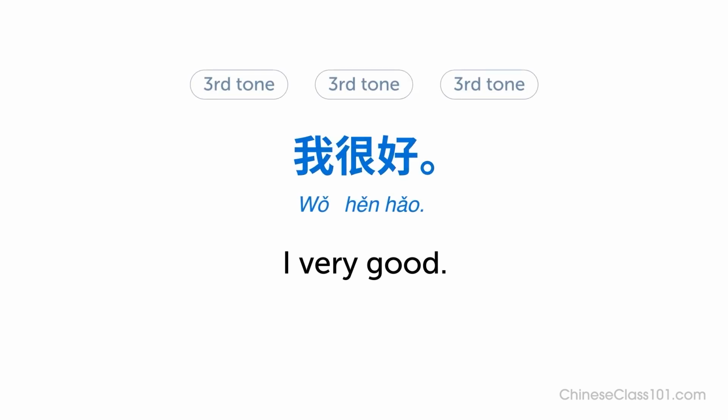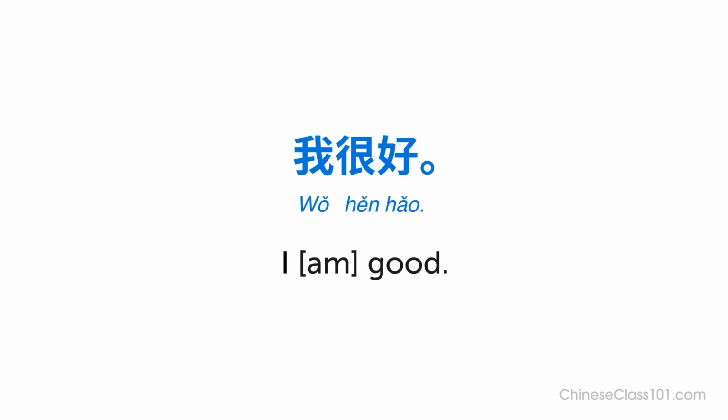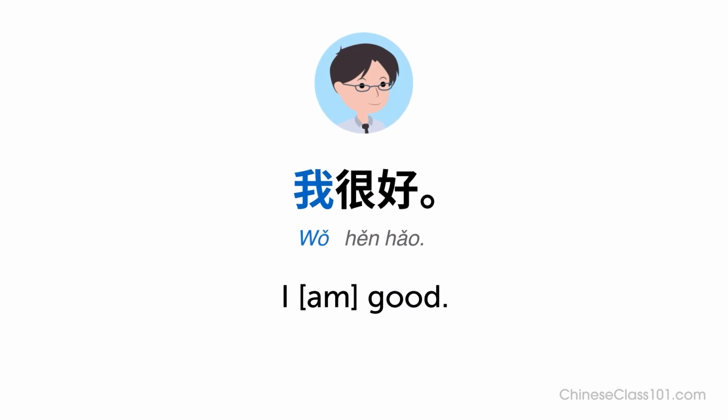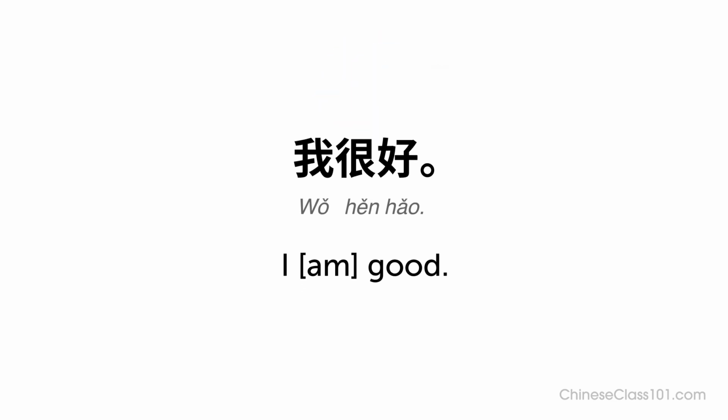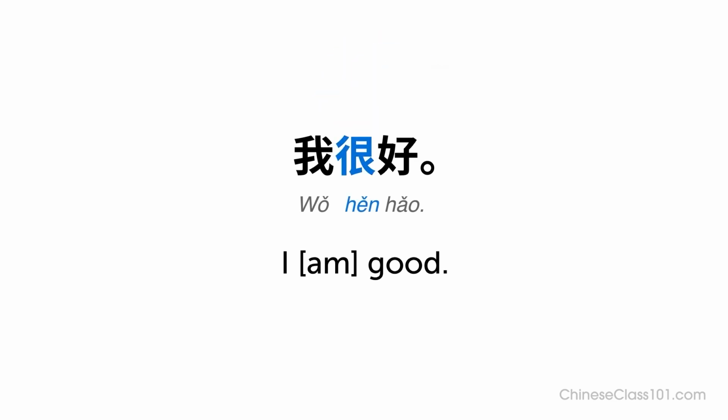Pronunciation note. Here there are three third tones in a row. The first two change to the second tone. Listen to the pronunciation again. 我很好 Altogether, 我很好, literally, I very good, but translates as, I am good. 我很好。 Note, there is no linking verb in this sentence. Instead, 很 is placed between the noun 我 and adjective 好. This is a common pattern when describing a noun with an adjective. Noun, 很, adjective.